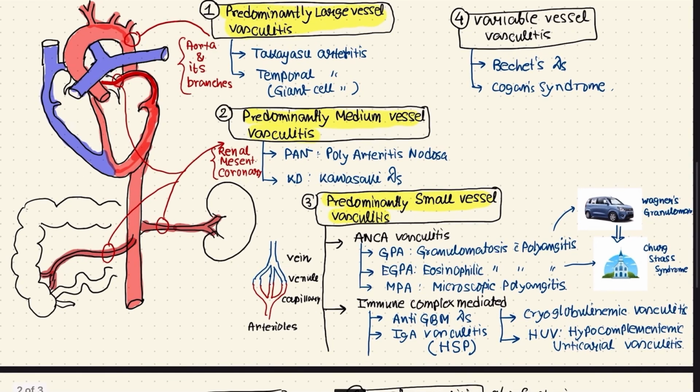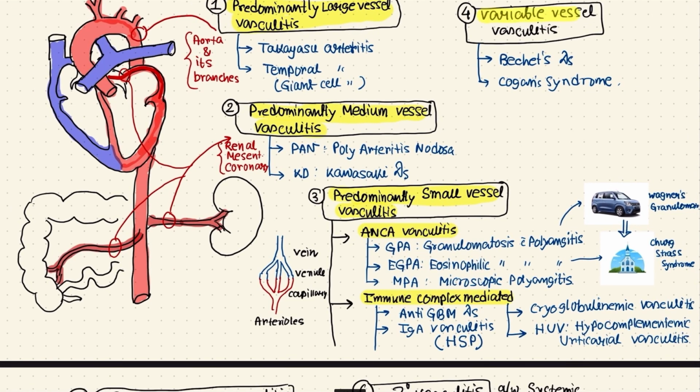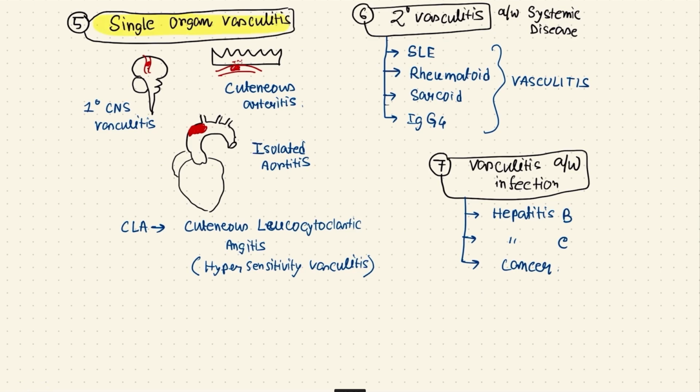And we have variable vessel vasculitis like Behcet's and Cogan's. We have single organ vasculitis involving primarily the CNS, or maybe the isolated aorta, or could be cutaneous arteritis. We have secondary vasculitis, and vasculitis associated with some infections like hepatitis B, C, and cancer.